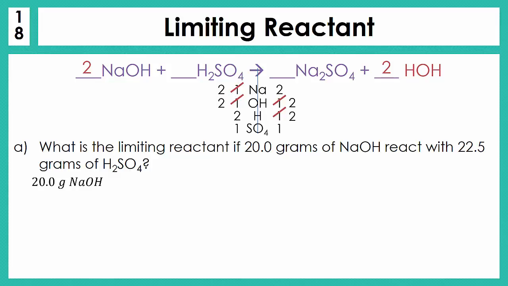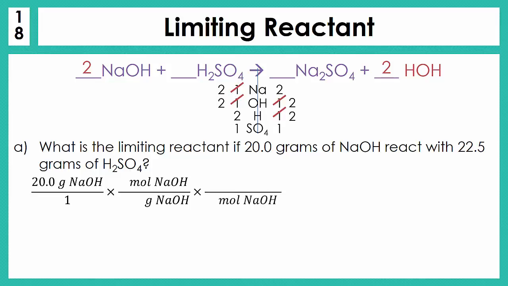So, determine the limiting reactant. I've got 2 givens, so I'm going to do 2 calculations. First, I need to convert grams of sodium hydroxide into moles. That's always your first step, to take your given and change it into moles. Next step is going to be a mole ratio. So I'm going to take my moles of sodium hydroxide and change it into moles of a product.